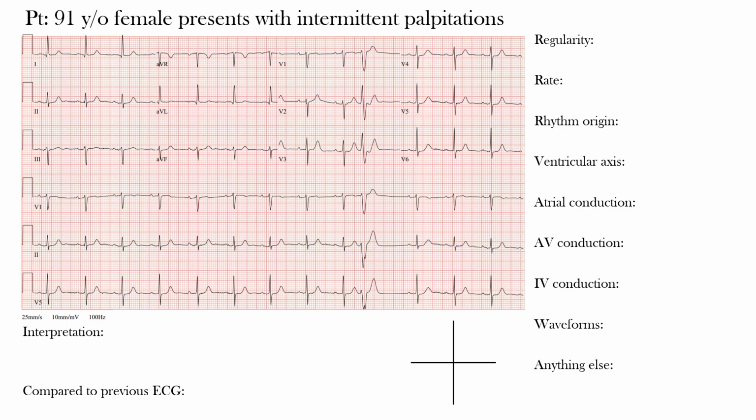Alright, so our 91-year-old female that presents with intermittent palpitations in this EKG. So now let's walk through it. Alright, so first we're going to look at the regularity of the rhythm. So on first impression of this EKG, you probably notice that the rhythm appears quite regular, except for a premature complex that we'll talk about later.